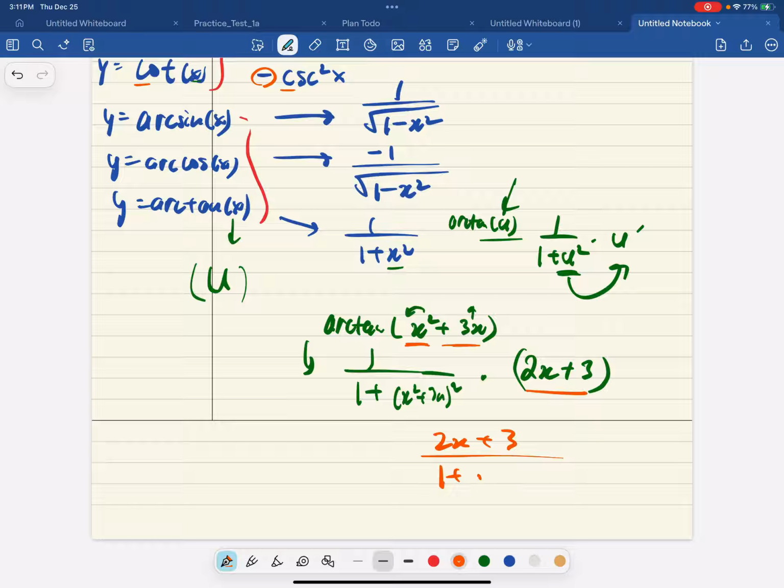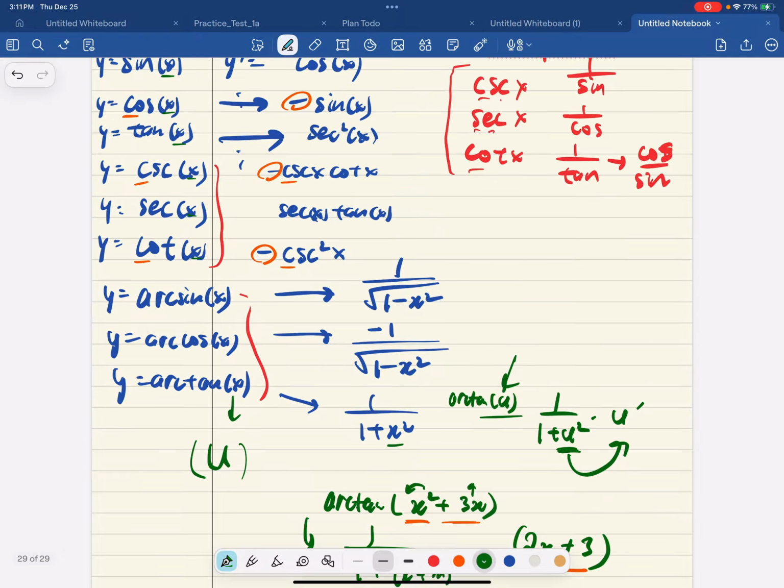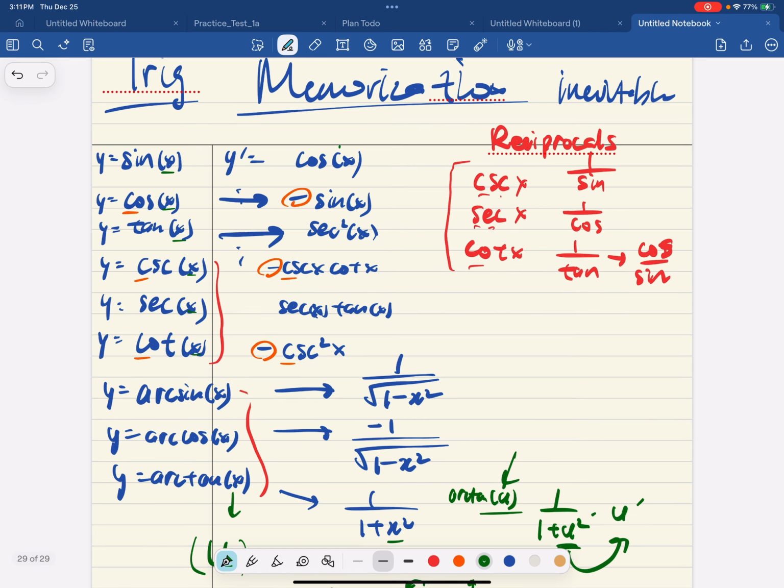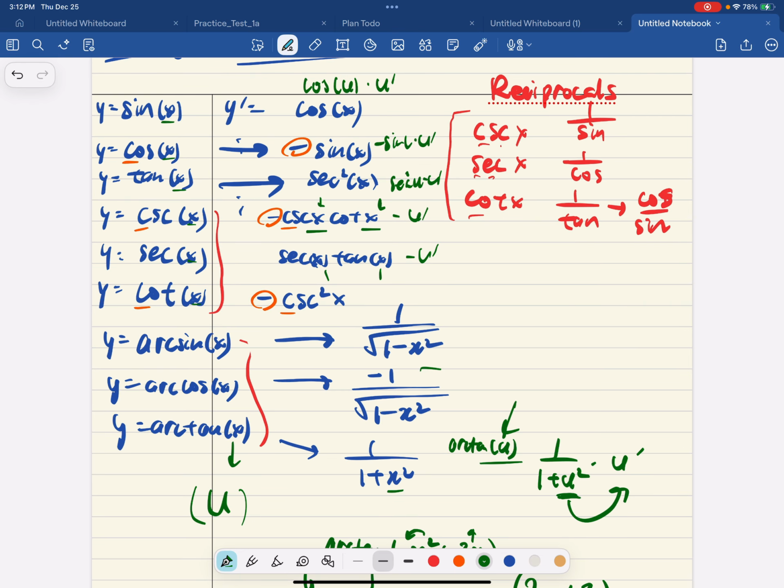Although I think this example doesn't really exist, I just made one up. It's the same principle. And for the other ones, exactly the same thing. If it was sine of u, instead it would be a cos u times u prime. It will be a minus sine u times u prime. It will be a secant squared u times u prime. And same thing here.